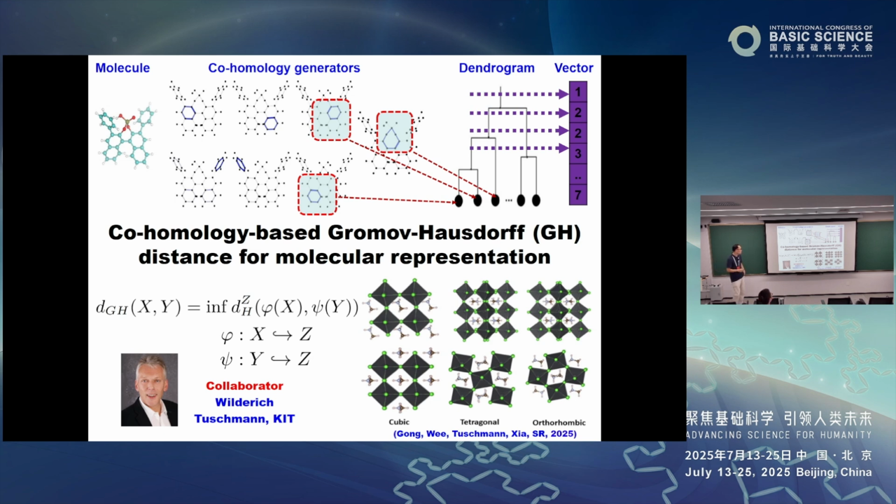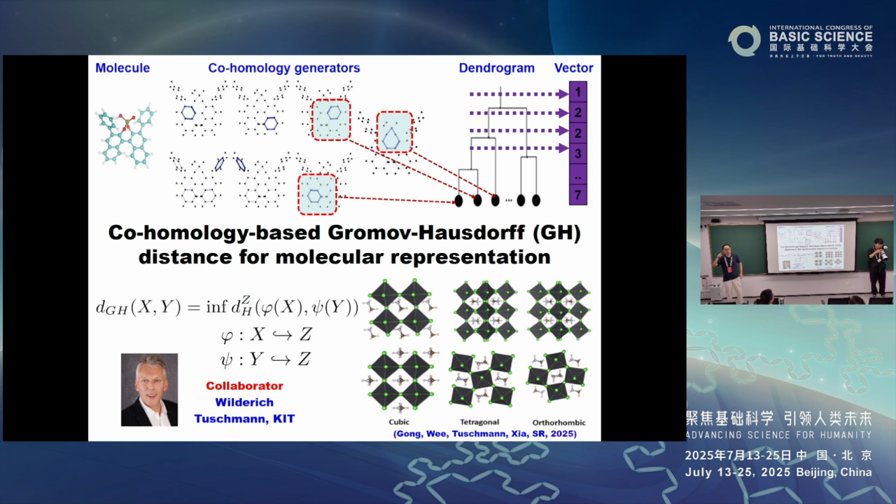Another thing we did recently is this cohomology-based Gromov-Hausdorff distance. So the idea is basically like this. For some of the molecular structures, you can clearly find that they have a lot of these loop structures, and these loop structures are the major component building blocks of this structure. Now what we can do is represent each of these cycle structures using these cohomology generators.